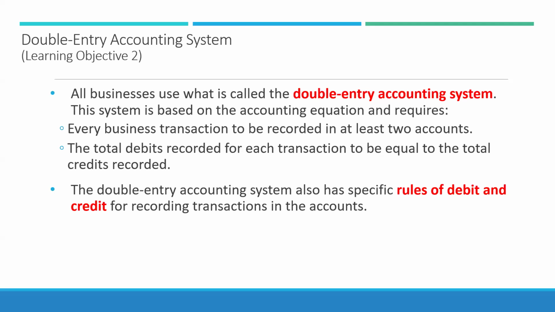Businesses use what is called the double entry accounting system. So we talked about this before, but it's based on the accounting equation and the debits and credits. Because in the accounting equation, assets have to equal liabilities plus owner's equity, the left side has to equal the right side. Debits have to equal credits. If you are writing a journal entry, debits must equal credits. That is 100% the rule. You can't let things get out of balance.